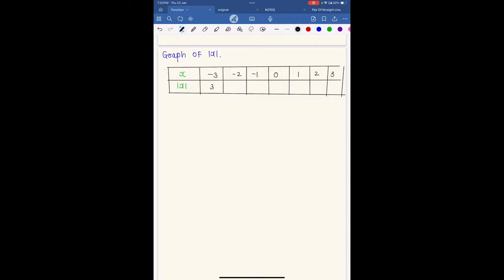Mod of -2 काय? Distance of -2 from origin means from 0, 2 येऊन जाईल. Modulus of -1. x is equal to -1 आहे. So mod of x काय जाईल? Mod of -1 ते येऊन जाईल 1. x is equal to 0 साठी mod of 0 येईल 0. x is equal to 1 साठी mod of x येईल 1. 2 साठी 2 and 3 साठी येईल 3.